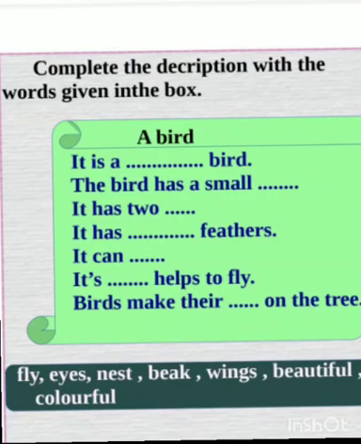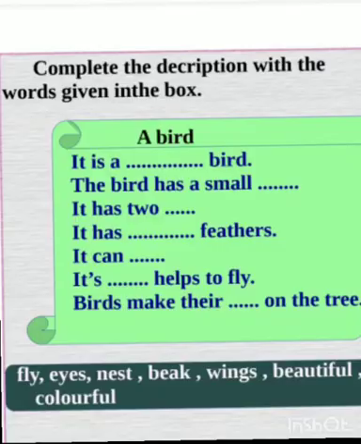It is a dash bird. The bird has a small dash. It has 2 dash. It has dash feathers. It can dash. Its dash helps to fly. Birds make their dash on the tree. So you pick out the correct words from the box and write there.